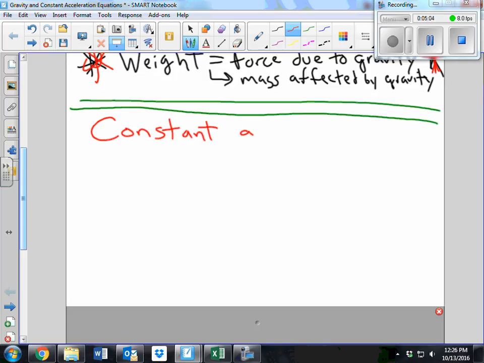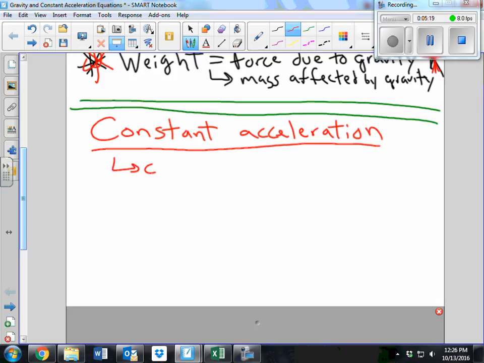but we have these constant acceleration equations. Now, I mentioned this in class, so this is where I'm having you write this stuff down. In constant acceleration, the next three equations that I'm going to show you can only be used under constant acceleration. What does constant mean? Let me finish writing this down.